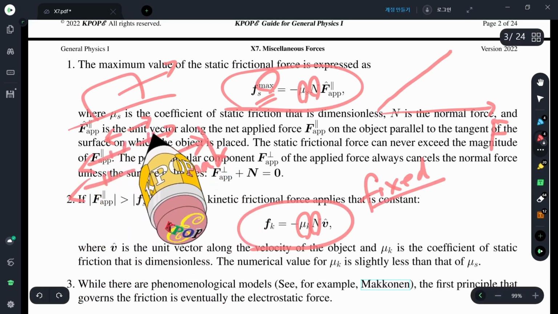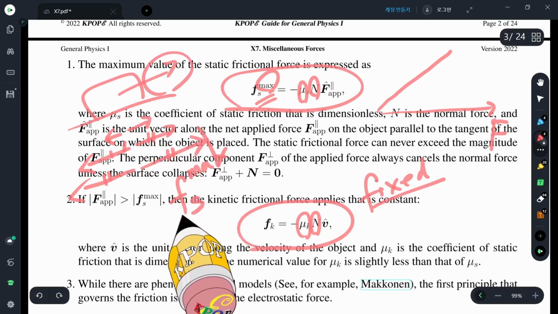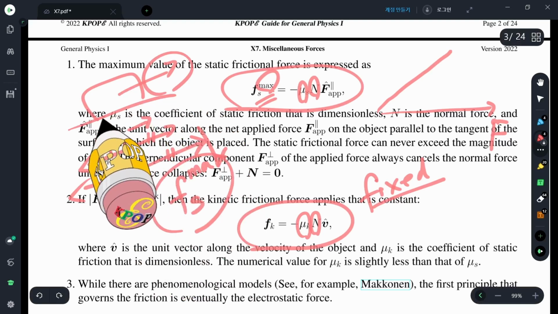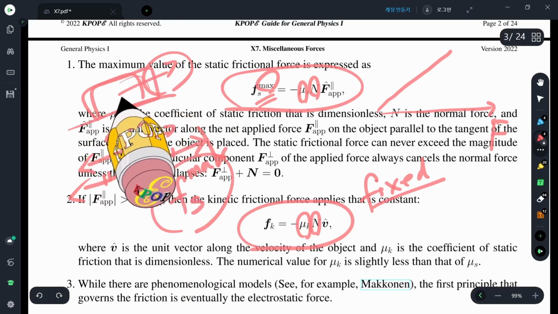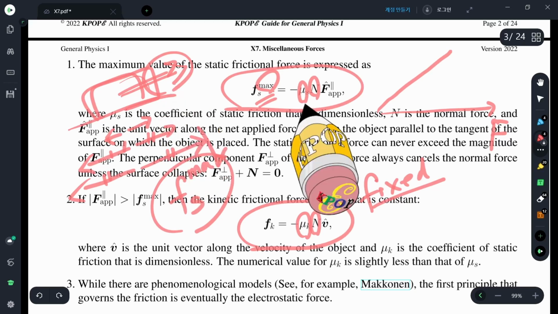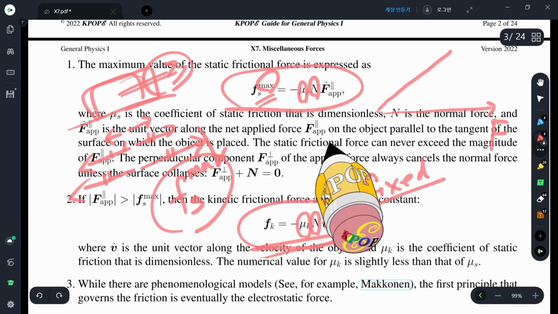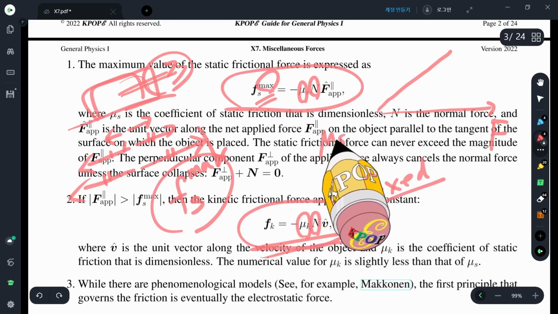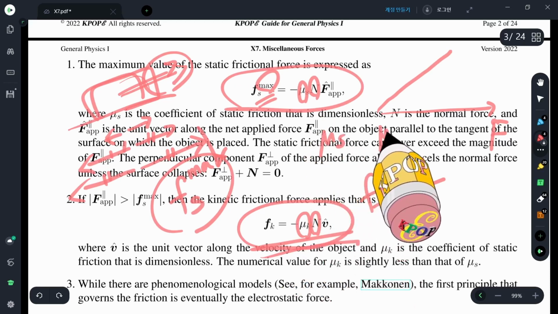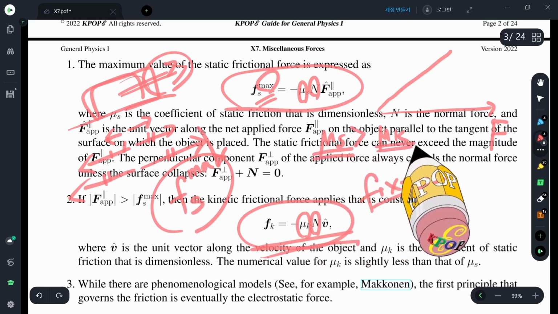Still cancels, but if the applied force is just above the maximum value of static friction, the object starts to move, and suddenly the static frictional force is replaced with the kinetic frictional force. At that moment we can compare these two, and the static frictional coefficient is slightly greater than the kinetic frictional coefficient.